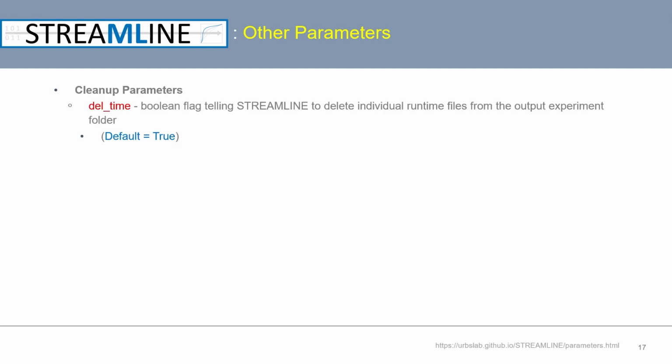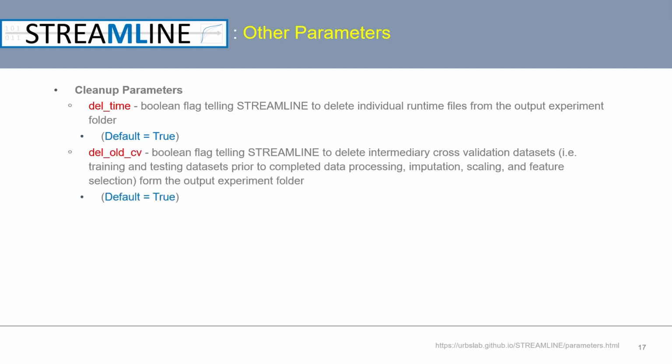Lastly, we'll cover some other non-essential run parameters. First, STREAMLINE includes some optional cleanup parameters. Del time is a Boolean flag telling STREAMLINE to delete individual runtime files from the output experiment folder, set to true by default. Del old CV is a Boolean flag telling STREAMLINE to delete intermediary cross-validation datasets from the output folder. In other words, training and testing datasets that were generated prior to completing data processing, imputation, scaling, and feature selection. This is set to true by default as well.